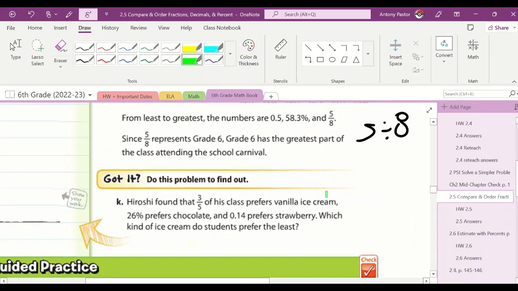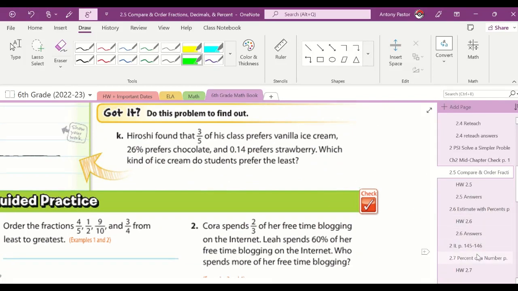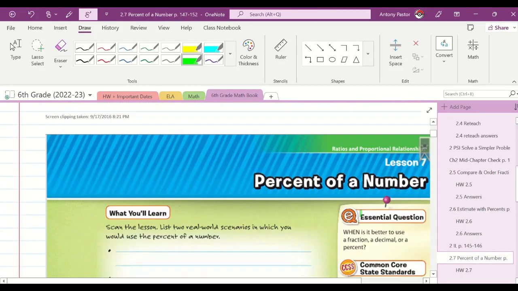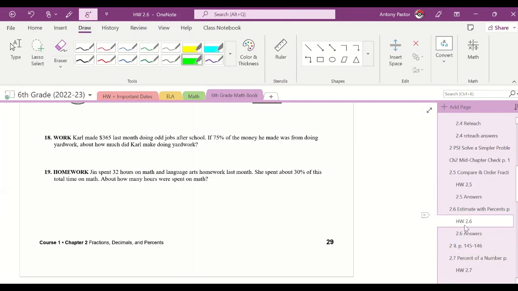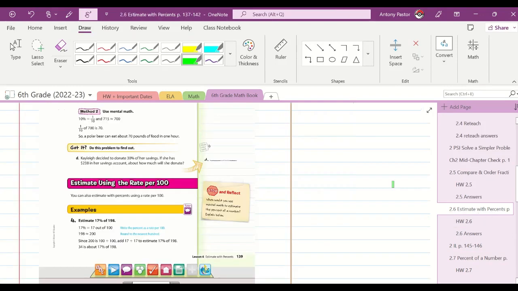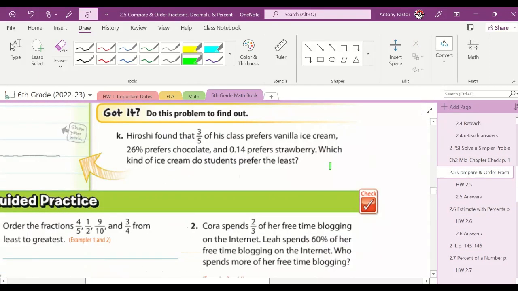This will be our last example, starting with lesson 7. We are going to be talking about percent of a number, and then we're going to go heavily into ordering other types of numbers together, comparing basically fractions, decimals, and percentages and putting them in order from least to greatest.